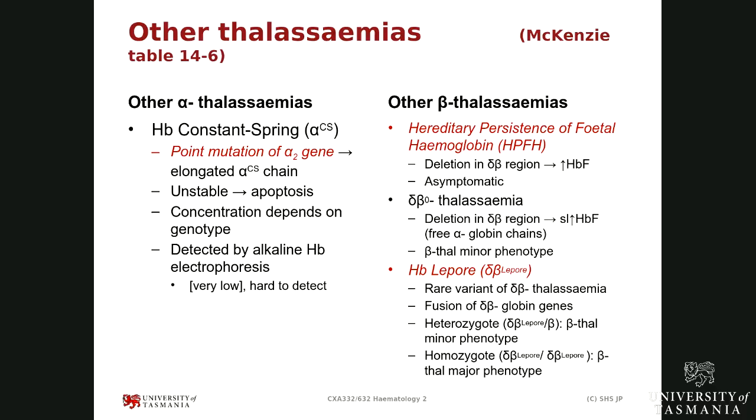Hemoglobin Lepore, this one down here, is a rare variant of delta beta thalassemia. The unusual thing here is that it's a result of a fusion of the delta beta genes, whereas the other two are a result of a deletion in the delta beta region. So that's a little bit different. You get the heterozygote and the homozygote types, and as a result of the fusion of these genes they mimic the beta thalassemia minor phenotype and the beta thalassemia major phenotype very much, so they need to be differentiated.